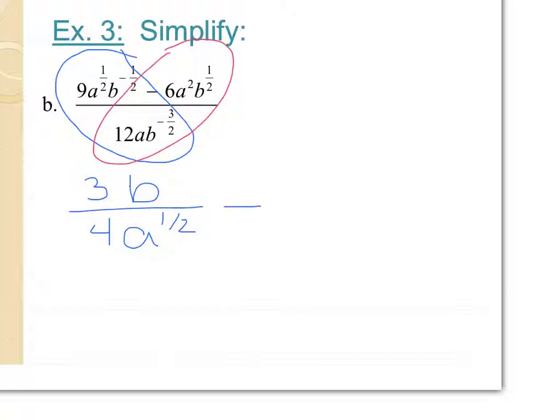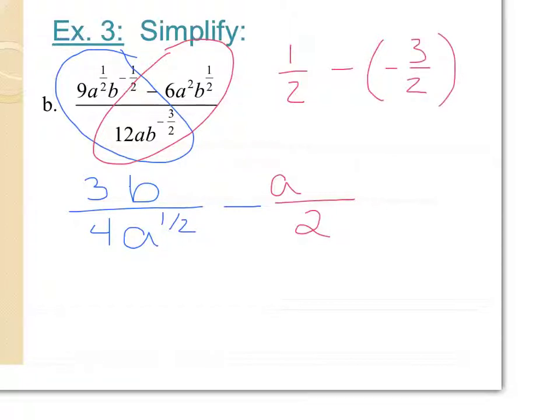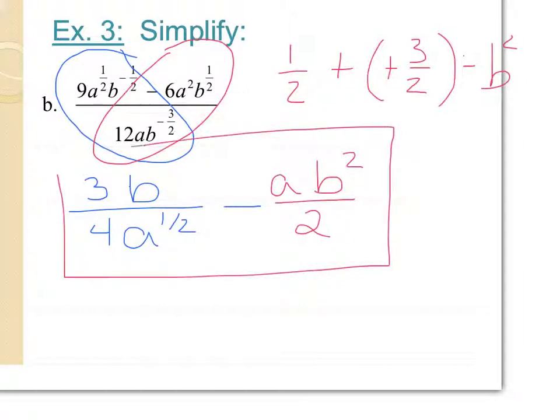Then you have minus 6 over 12, which is going to give us 2 on the bottom. A squared over a gives us a on the top. B to the 1/2 over b to the negative 3/2, that's going to be 1/2 minus negative 3/2. So that is going to become 4/2, which is going to be b squared. So that will leave you with b squared on the top. And then this is going to be your final answer.